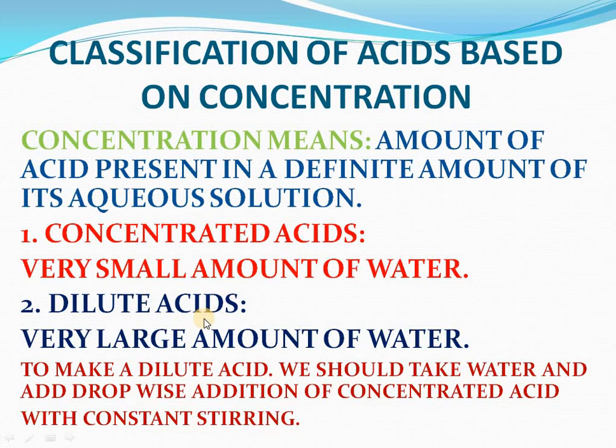Now the question sometimes comes: if we want to prepare dilute acid from concentrated acid, how to do it? Can we simply add water to the concentrated acid? The answer is no. We have to take water first, then add the concentrated acid drop wise, slowly, and continuously stir. Then only can we prepare dilute acid from concentrated acid. Simply putting water in can cause an accident because of the high heat of dilution.